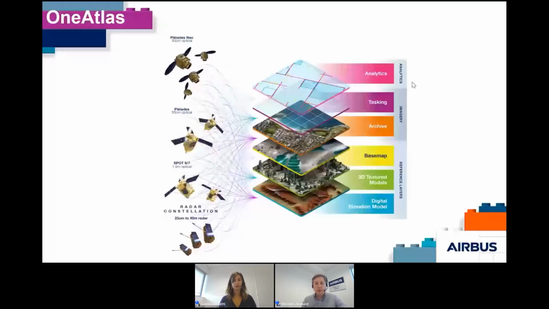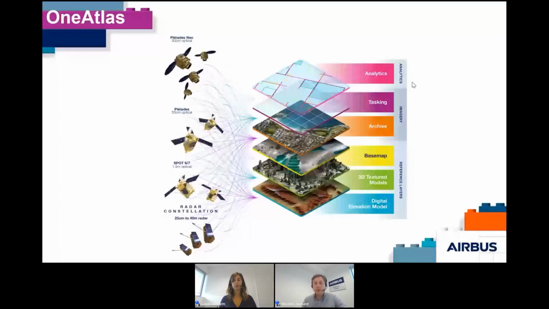Of course, you will see in more detail what we're talking about here with OneAtlas. We can see the access to the constellation, as I mentioned, from Pléiades Neo to the radar constellation, providing analytics capabilities, as I mentioned, like counting cars, for example, completing change detection of infrastructure, or having a full land use cover. Going with tasking, you can really easily task our satellites, whether it's SPOT, Pléiades, or Pléiades Neo, or radar satellites. You have full access to those tools, and you can easily task any of our sensors.